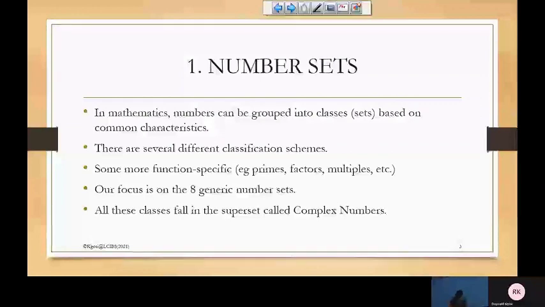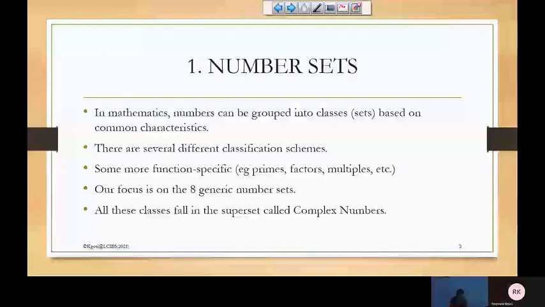So anything or members of a set would have a particular set of characteristics that is common to them only, and anyone else who does not have those characteristics, who does not meet that criteria, is not a member of such a set. We're familiar with some number sets.